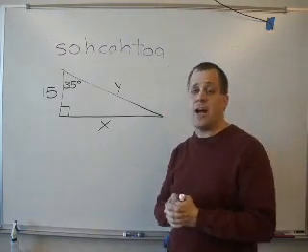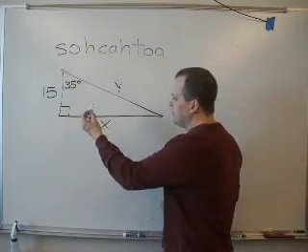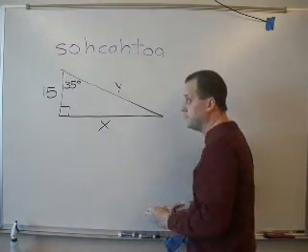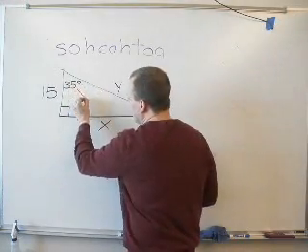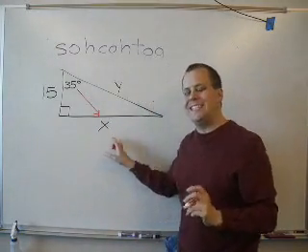Now, the next thing I would do is I would start labeling my triangle. Here's my angle. My angle here is 35, and I'm going to say to myself, what is it pointing to? What side is it pointing to? Well, it's pointing to the base. It's pointing to x.